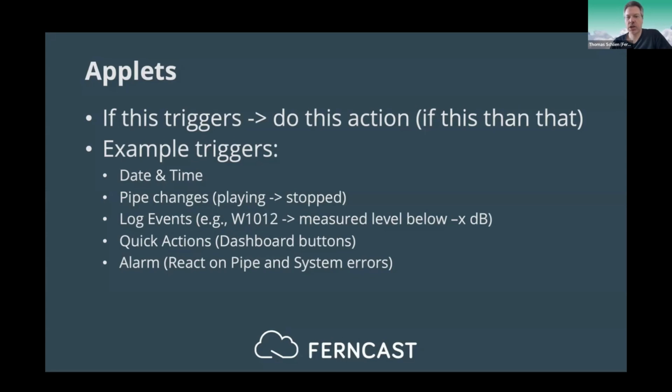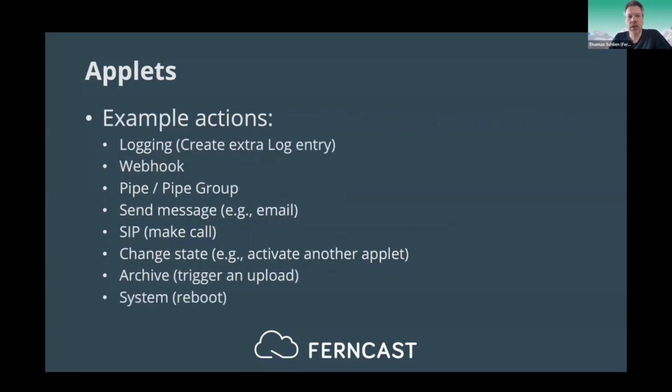We have quick actions, which are actually the dashboard buttons. So in the dashboard, you can define some buttons and say, if you click that, then do this. And also we have triggers based on alarms, which are shown for pipe and system errors. Some examples for actions are logging, so you can create an extra log entry. You can also send out webhooks to other hosts to say, okay, I have an error, I want to do something about it.